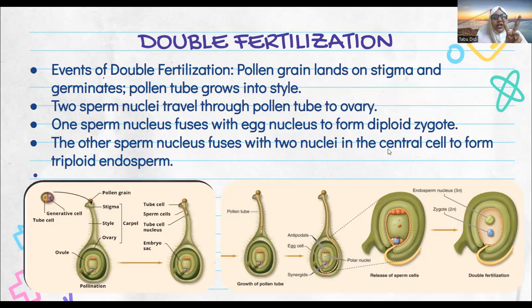So double fertilization: one is the actual diploid zygote, which will further develop into the seed and the fruit, which can again bear seeds, and then it will lead to the growth of another new plant. And the other fertilization, which happened the second time, will give nourishment to the first fertilization product.